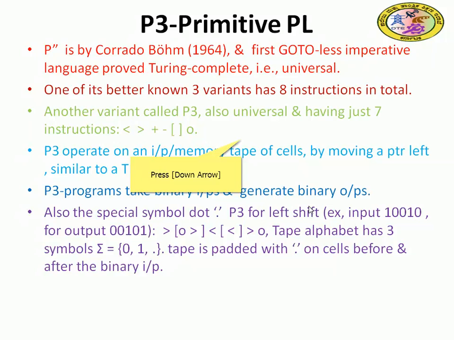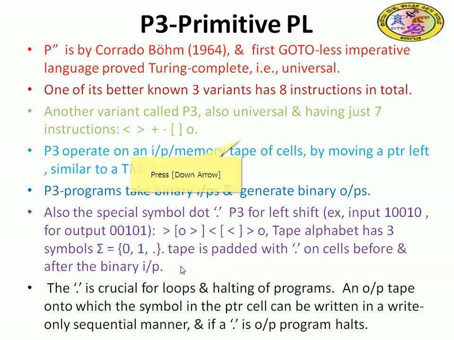The tape alphabet has three symbols: 0, 1, and dot. The tape is padded with the dot on the cells before and after the binary input. The dot is crucial for loops and halting of the programs. An output tape, to which the symbol in the pointer cell can be written in a write-only sequential manner. If a dot is output, the program halts. So dot is a very important notation here.